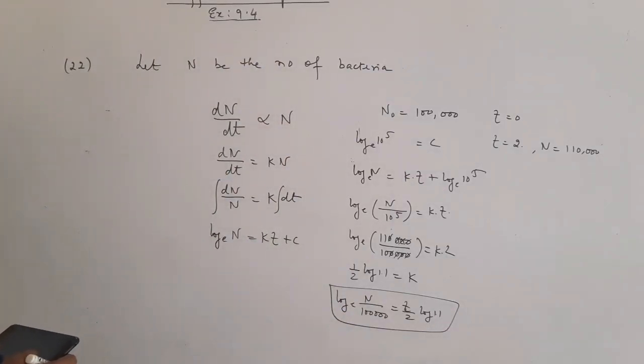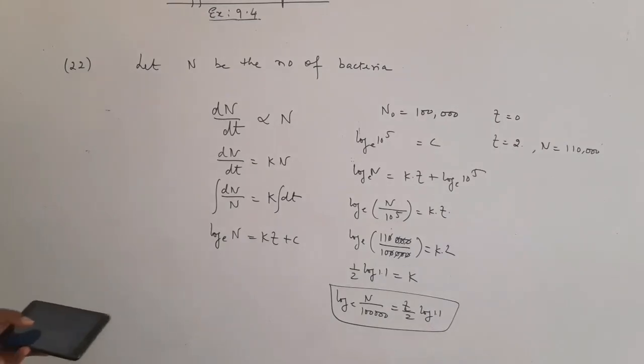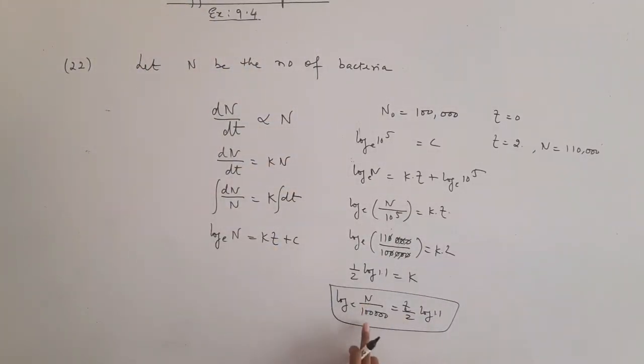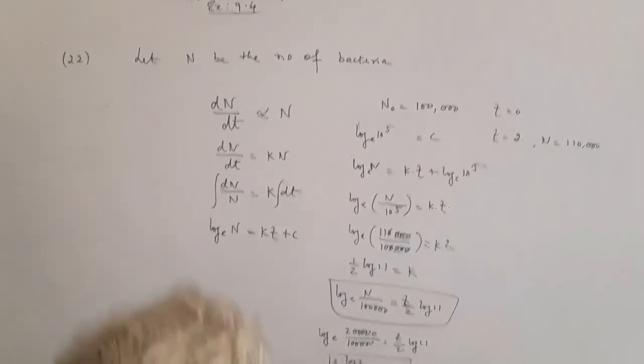It says that in how many hours will the count reach 200,000. So here we have to find the value of t, and N should become 200,000. So what you get: log e of 200,000 by 100,000 is t by 2 log 1.1. So this becomes log 2. So this whole answer will become 2 log 2 divided by log 1.1 is t. This is your final answer.